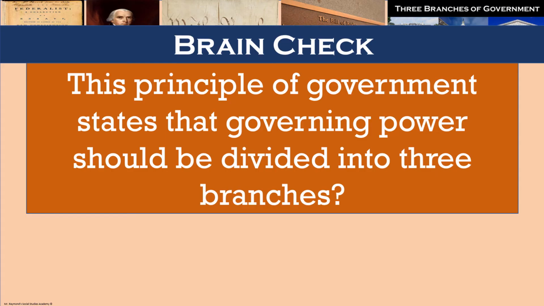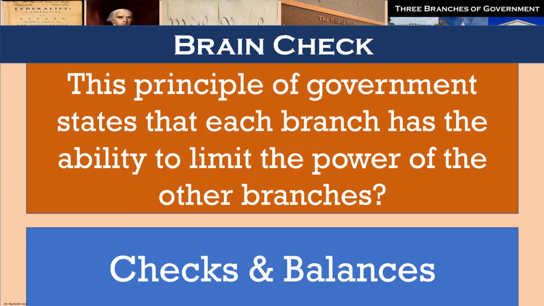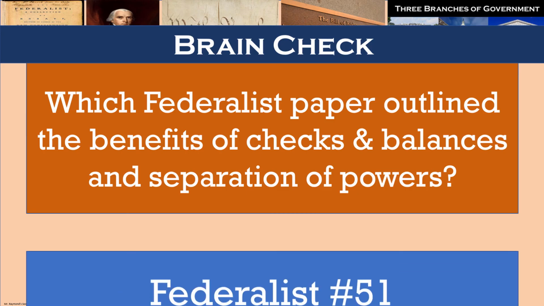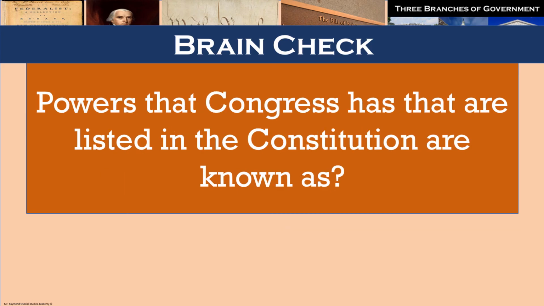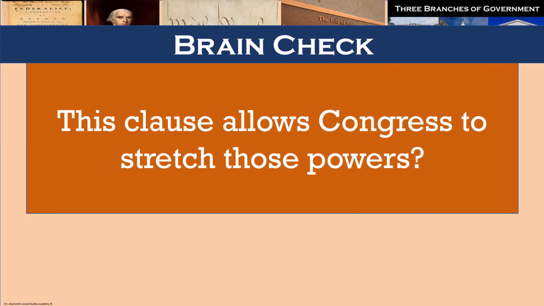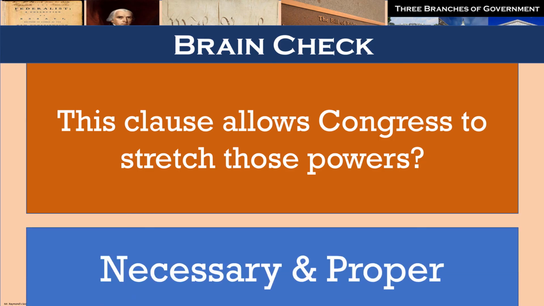This principle of government states that power should be divided into 3 branches. Separation of powers. Which Federalist paper outlined the benefits of checks and balances and separation of powers? Federalist number 51. Powers that Congress has that are listed in the Constitution are known as enumerated powers. This clause allows Congress to stretch those powers. The Necessary and Proper Clause.